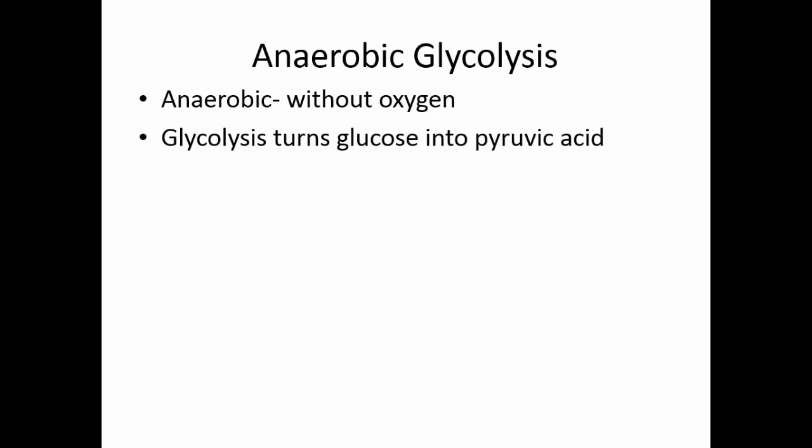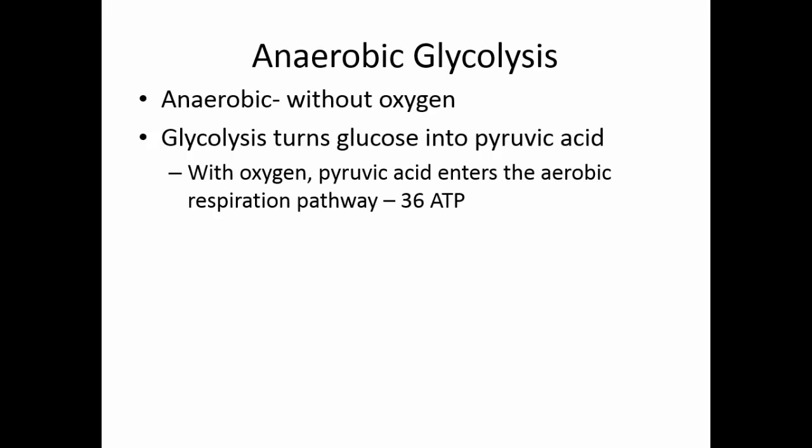Glycolysis is the process that breaks down a glucose molecule into a pyruvic acid molecule. Glucose is our primary fuel molecule. If oxygen is present, pyruvic acid will go on into the aerobic respiration pathway and we'll get a lot of ATP, about 36. We'll talk more about this process later.